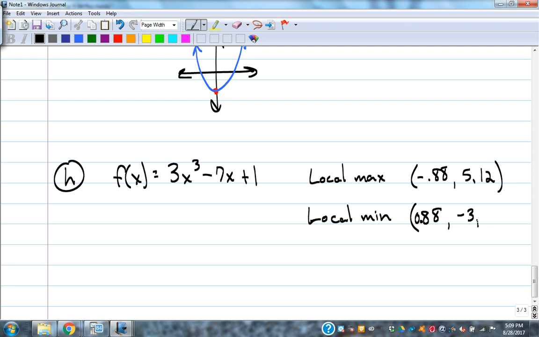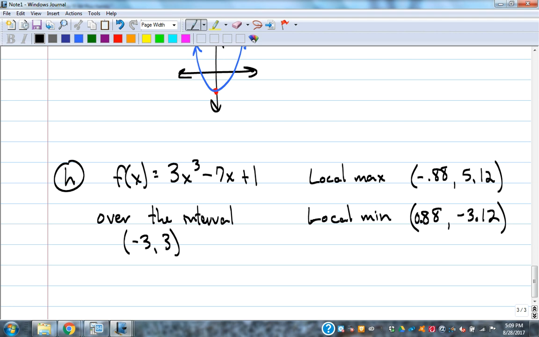Negative 3.12 is the local minimum there. So for local maxes and local mins, you find them in an interval, and they would tell you the interval. So over the interval from -3 to +3, local max and min. That's what we were doing there. They'll tell you an interval, say find local maxes and mins over that interval.